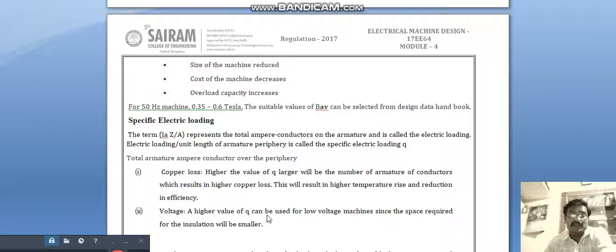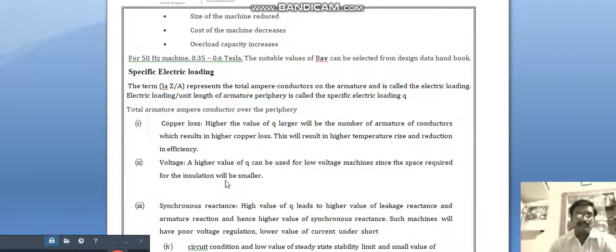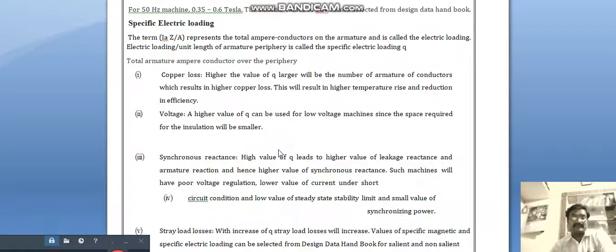Voltage. A higher value of Q can be used for low voltage machines since the space required for insulation will be smaller. Suppose you go for a higher value of specific electric loading, then the machine voltage should be small, because the current taken by the machine will be less. If you go for high voltage machines, then it takes more current. There we should not go for a high value of specific electric loading.